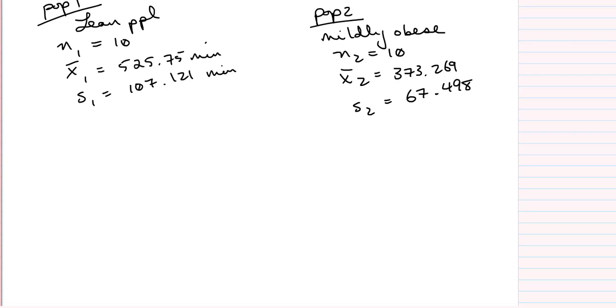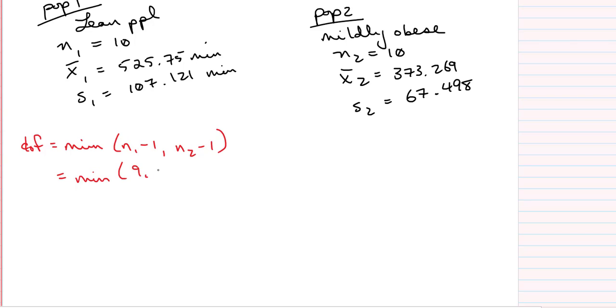Already from this information, we can look at the degrees of freedom, which is equal to the minimum of n1 minus 1 and n2 minus 1. That is the minimum between 9 and 9, which is easy for us to figure out. They're both the same number, so it must be 9.